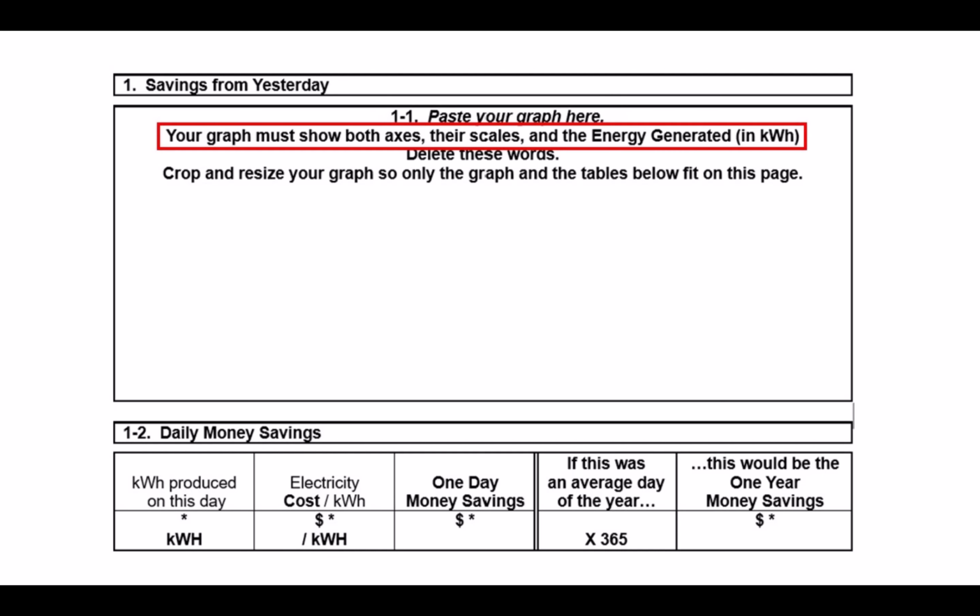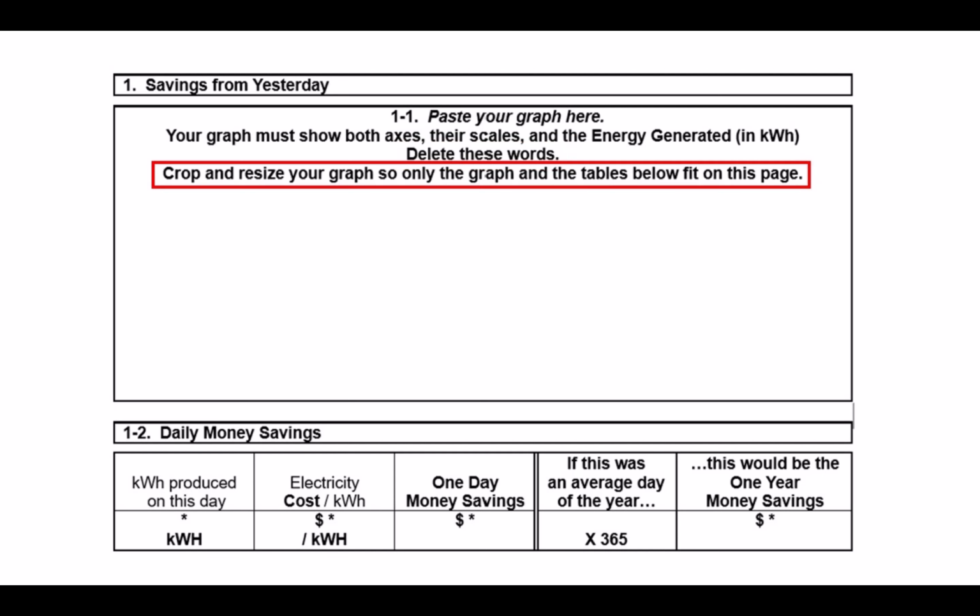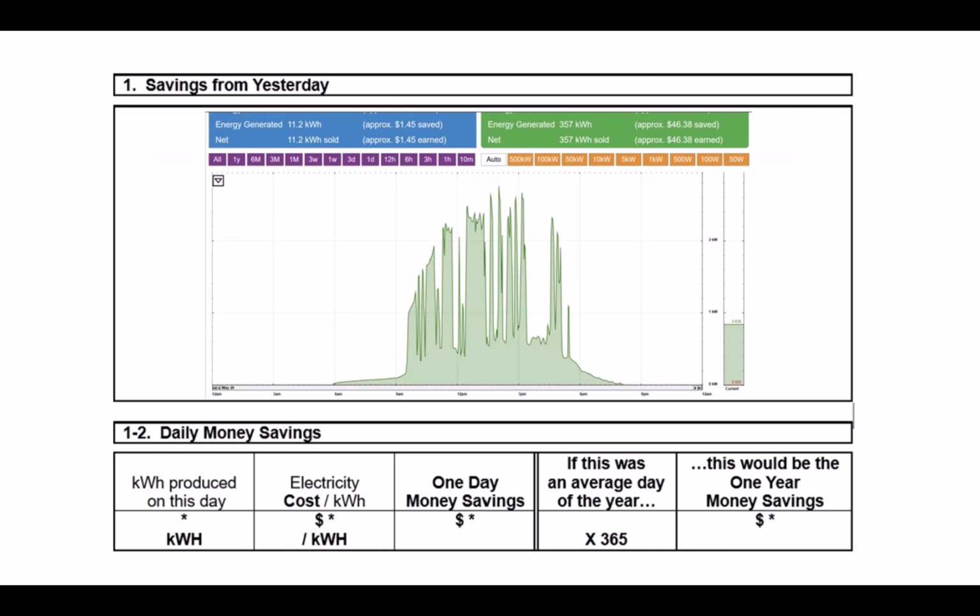Your graph must show both axes, their scales, and the energy generated in kilowatt hours. To accomplish this, delete all the words in the space provided. Then crop and resize your graph to make it fit without expanding the frame. Make sure any personal information on the perimeter of the image is removed by cropping. On your graph, note the energy generated for the time period shown. Post that number in the kWh produced on this day column as you see here.